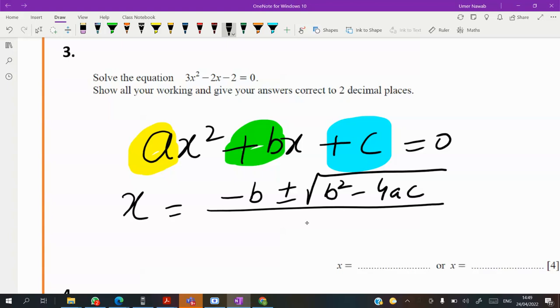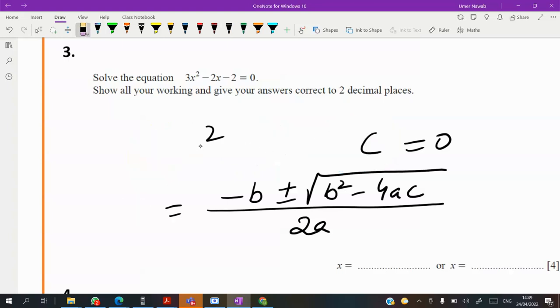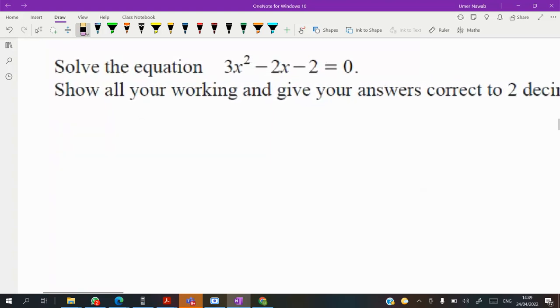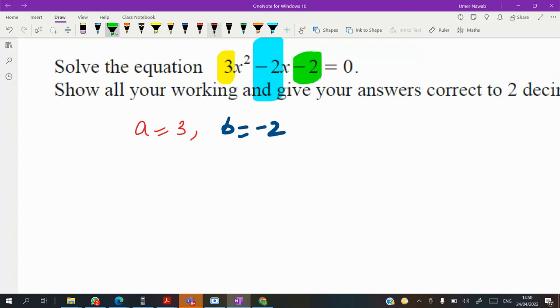So x equals minus b plus minus the square root of b squared minus 4ac, over 2a. We will use this formula by inserting the values of the coefficients of x squared, x, and the constant in it to get the two roots of the equation. Now we need to first identify the coefficients. So our a in this case is 3, our b is minus 2, and our c is minus 2.